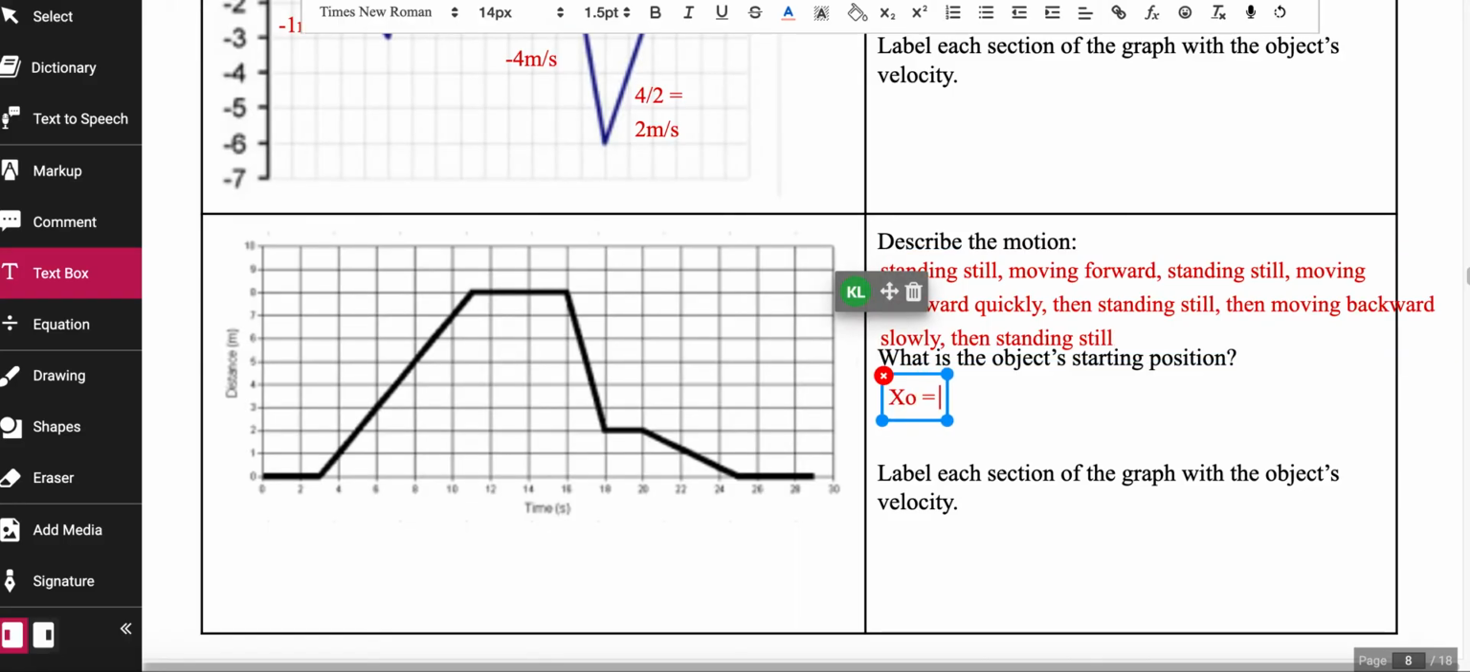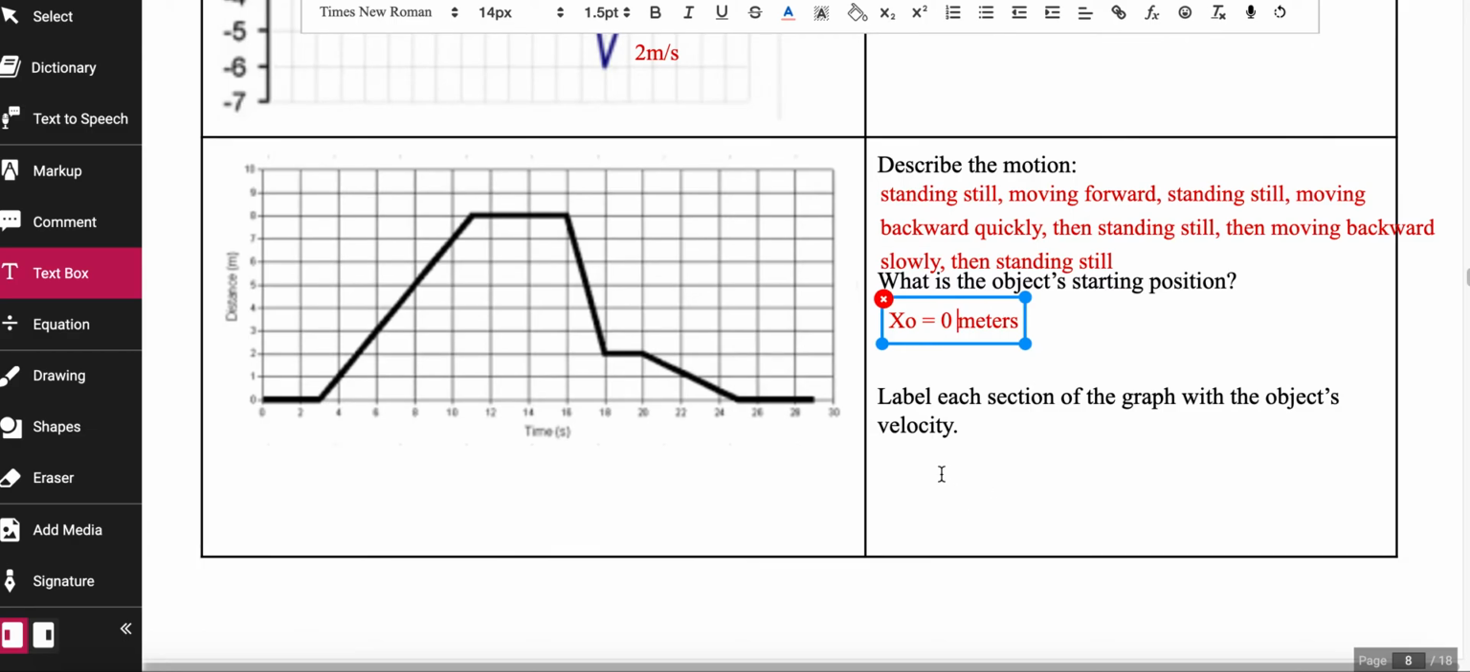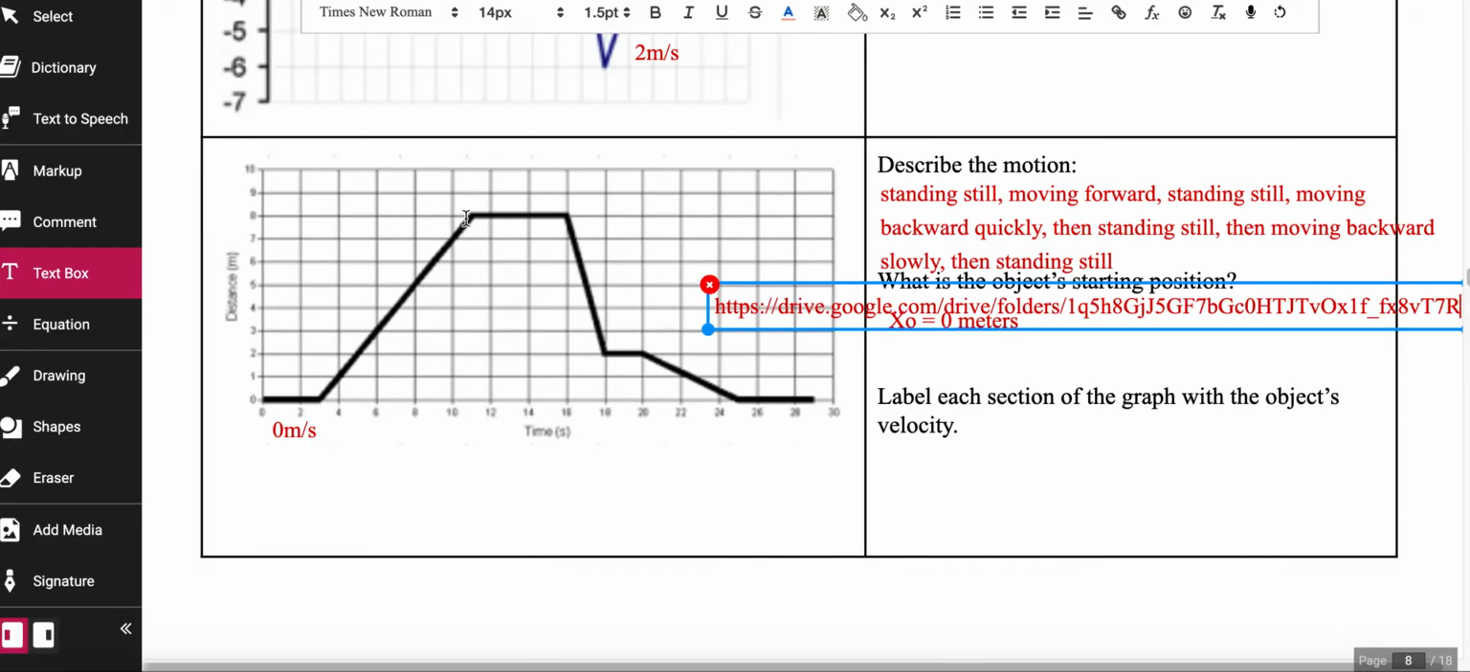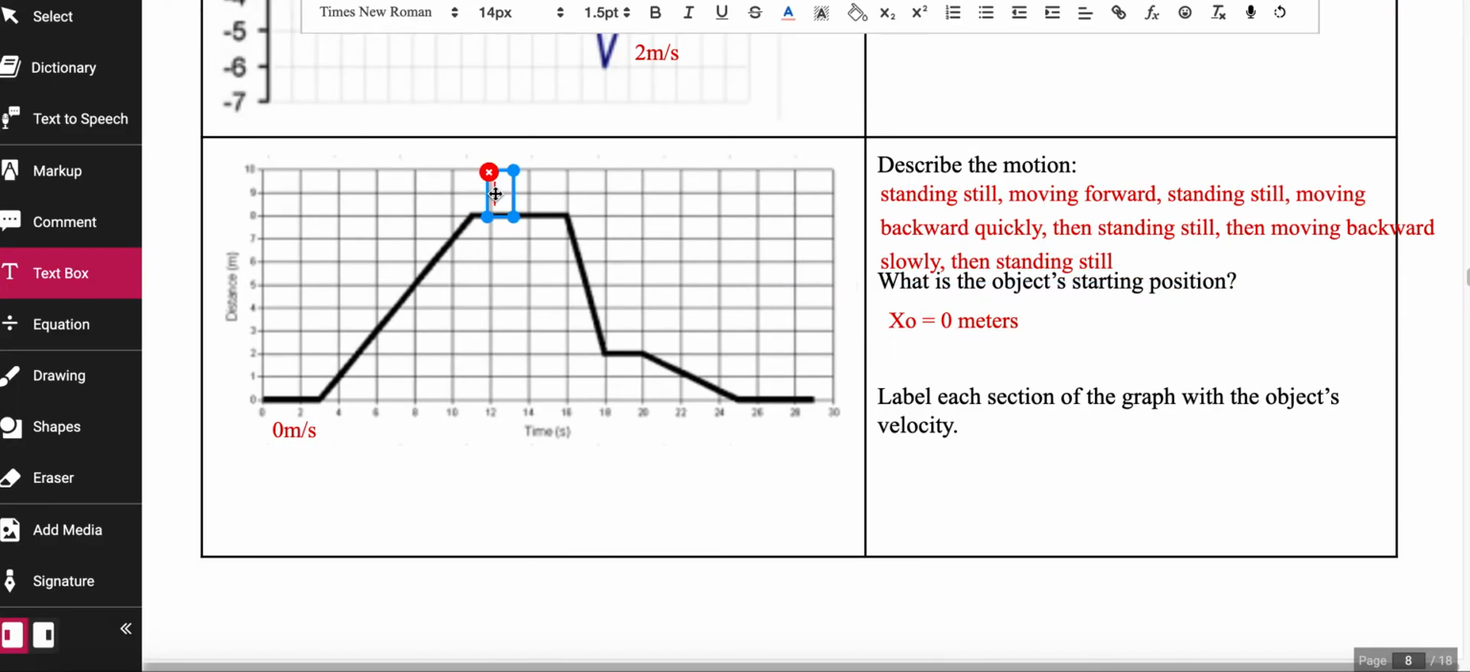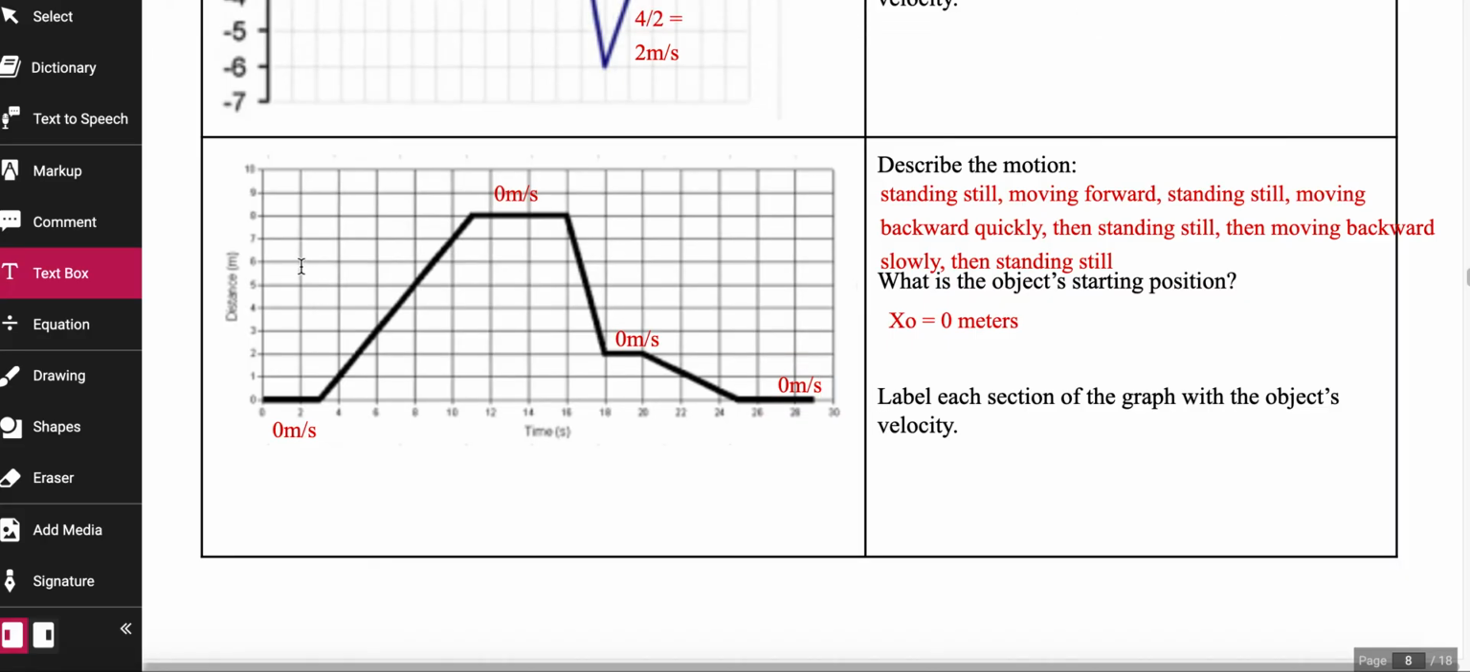What is our starting position? Our x naught is equal to 0 meters. Again, I'm just looking at my y-intercept for that. And it asks us to label velocity. Okay, so remember, each flat section is just 0 meters per second. Okay, so then we just have 3 velocities to calculate.